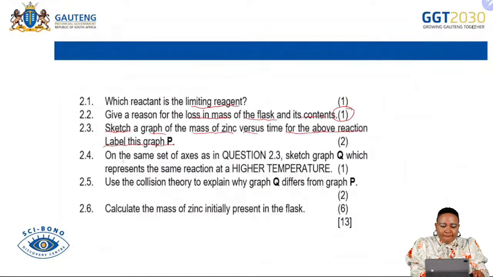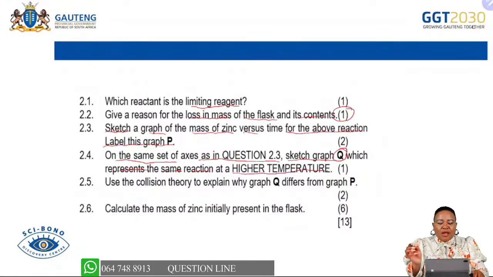Then they say here, on the same set of axes in question 2.3, sketch the graph of Q, which represents the same reaction at higher temperature. Now, in terms of the temperature, we know that as we increase the temperature, we expect the reaction rate to increase. And as the reaction rate increases, it means we will compare the two graphs in terms of their gradients. We know that if we now have a high temperature, we expect the graph to be steeper than the first one. And it will also be below the first one.